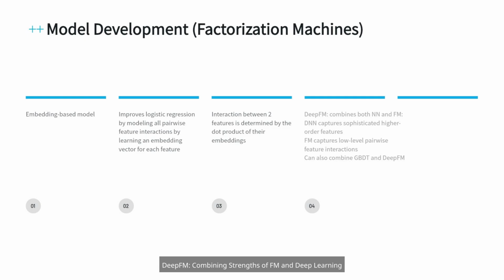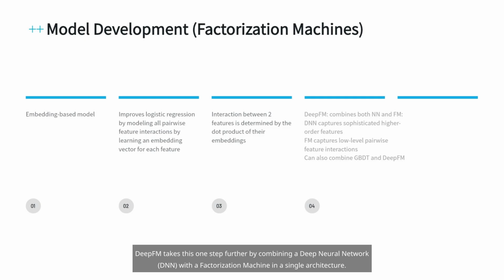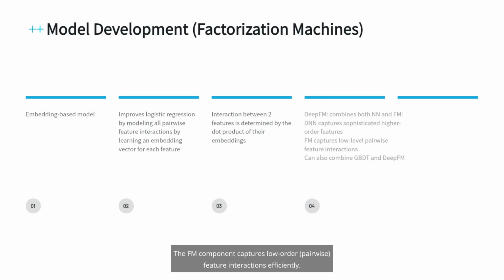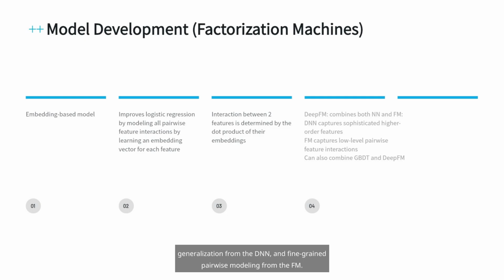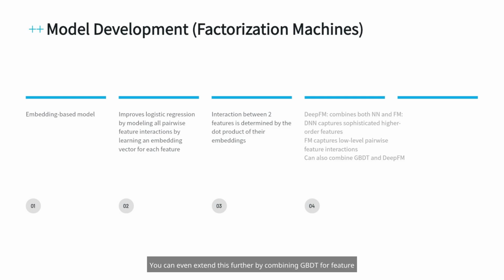DeepFM takes this one step further by combining a deep neural network, DNN, with a factorization machine in a single architecture. The FM component captures low-order, pairwise feature interactions efficiently. The DNN component captures high-order, nonlinear feature interactions that the FM alone would miss. The final prediction is made by combining the outputs of both branches. This hybrid approach gives you the best of both worlds: strong generalization from the DNN and fine-grained pairwise modeling from the FM.